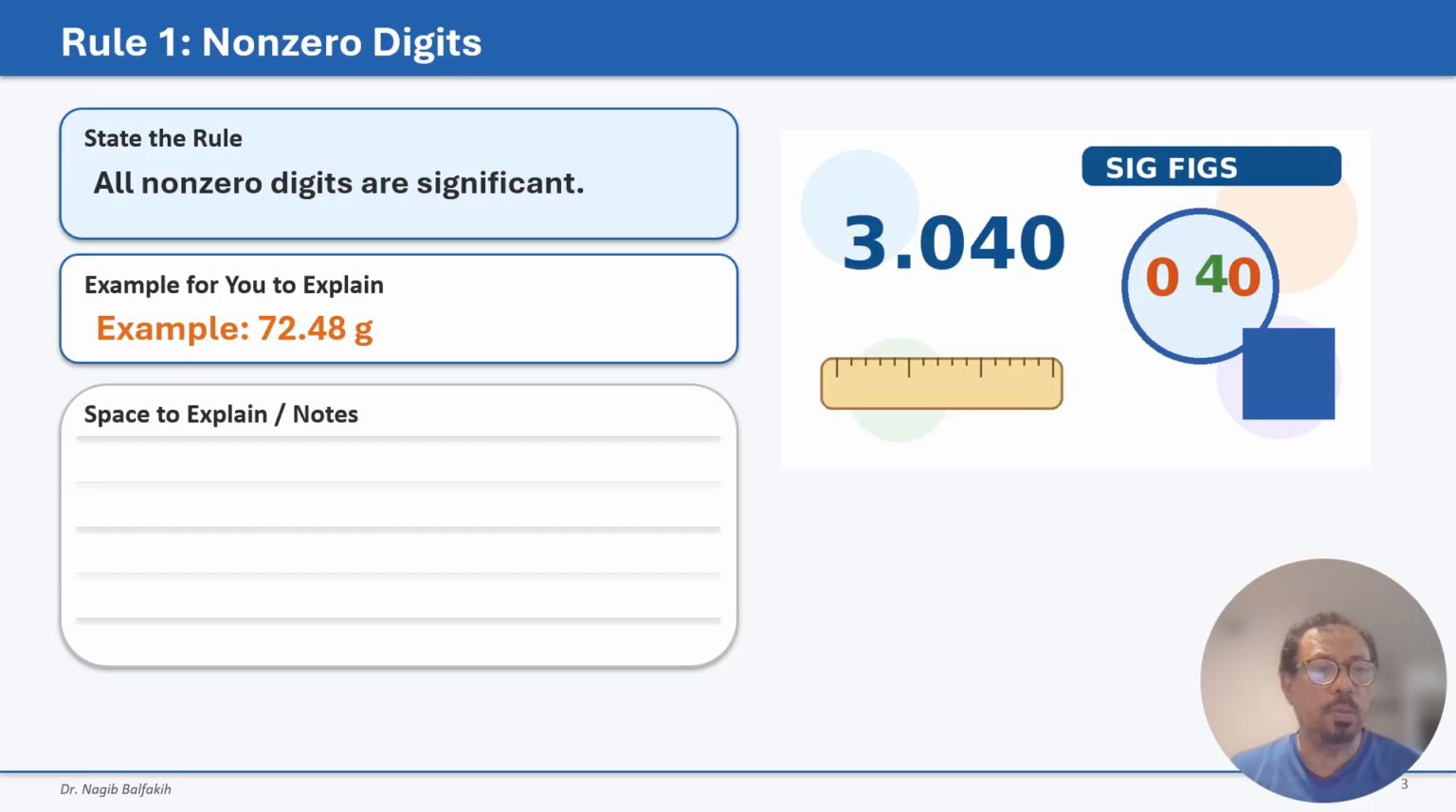The first rule: all non-zero digits are significant. The example we have here, 72.48 grams. We just count how many digits we have. We have 1, 2, 3, 4. And we're going to say we have 4 sig figs.